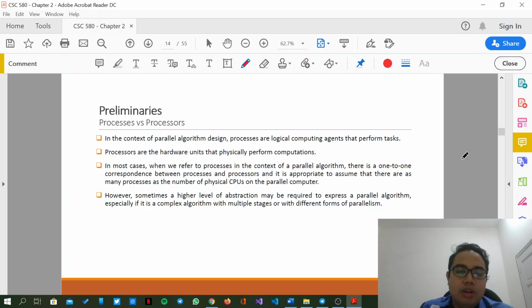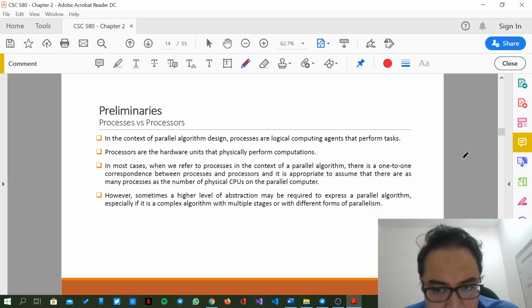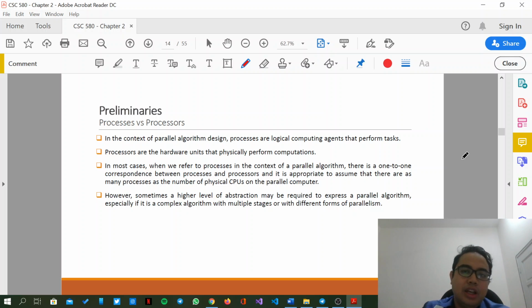There is one-to-one correspondence between processes and processors, and it is appropriate to assume that there are as many processors as the number of physical CPUs on the parallel computer. Yang ni macam mana nak olah dia? It is appropriate to assume that there are as many processors as the number of physical CPUs. Maksudnya number of process tu dia ikut dia punya physical CPU punya physical hardware dia.